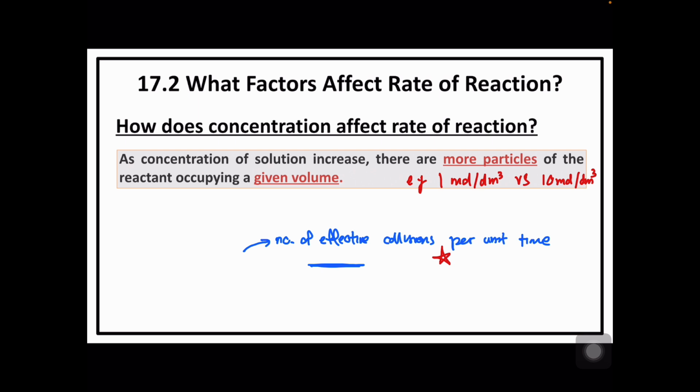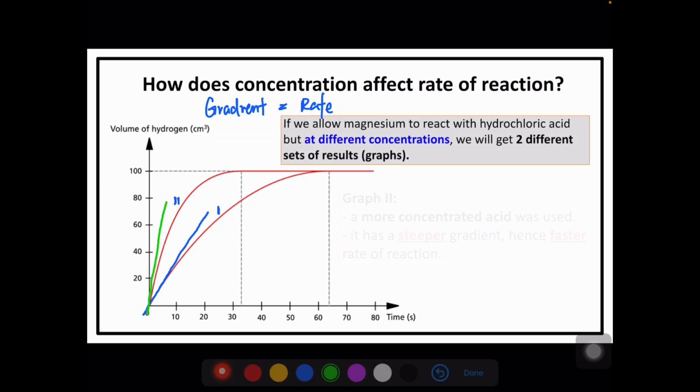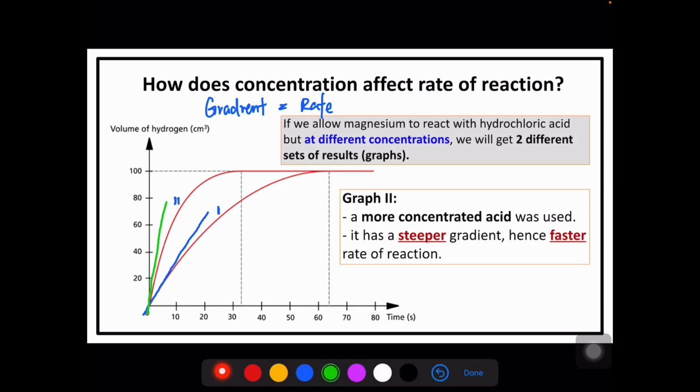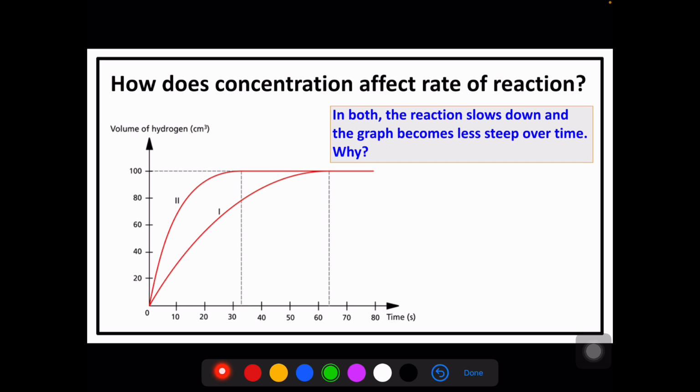Just to reiterate the point, graph 2 using a more concentrated acid actually results in a steeper gradient. But there's also two very interesting points when you look at the graph, which is that eventually, for both graphs, they slow down over time, and the graph becomes less steep over time. You can see that there's this curve, which eventually allows it to stay at 100 cm3 of volume. So what is happening when the reaction is progressing is that the rate will start to slow down because the graph becomes less steep.